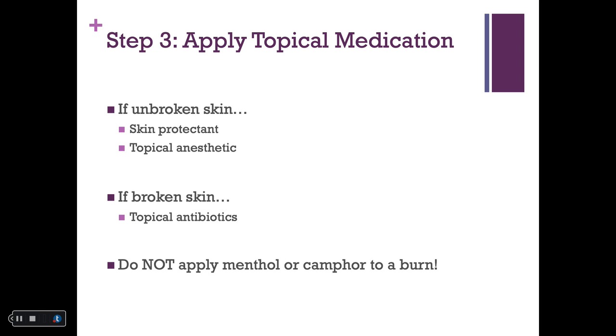Then we can apply topical medications, and it depends if the skin's broken or not. So is it blistered? Is there another sort of wound present along with the burn? If it's unbroken, generally we're using a skin protectant or a topical anesthetic, maybe both. If it's broken, we're probably using a topical antibiotic because there may be more of a risk of infection because that skin is compromised. You never want to put menthol or camphor or counterirritants on a burn, even though they seem like they'd be cooling. Something like Biofreeze actually is just going to be much more irritating.